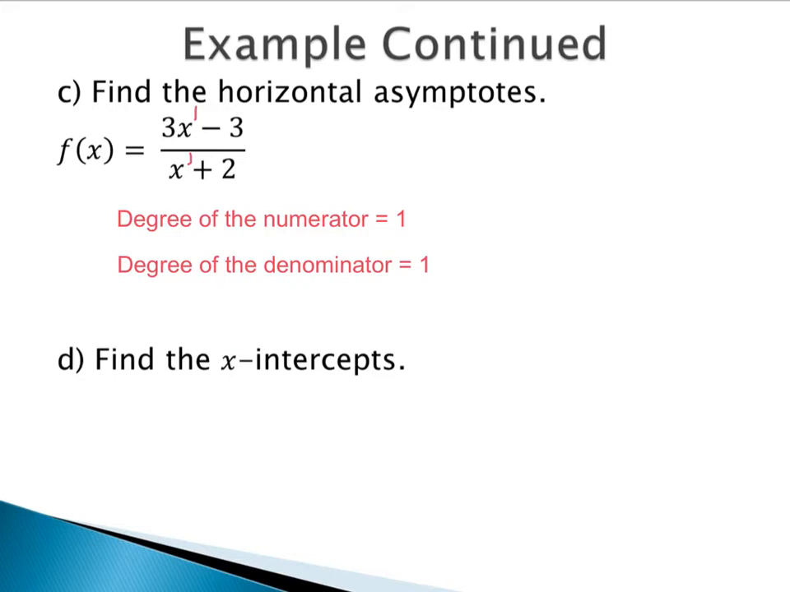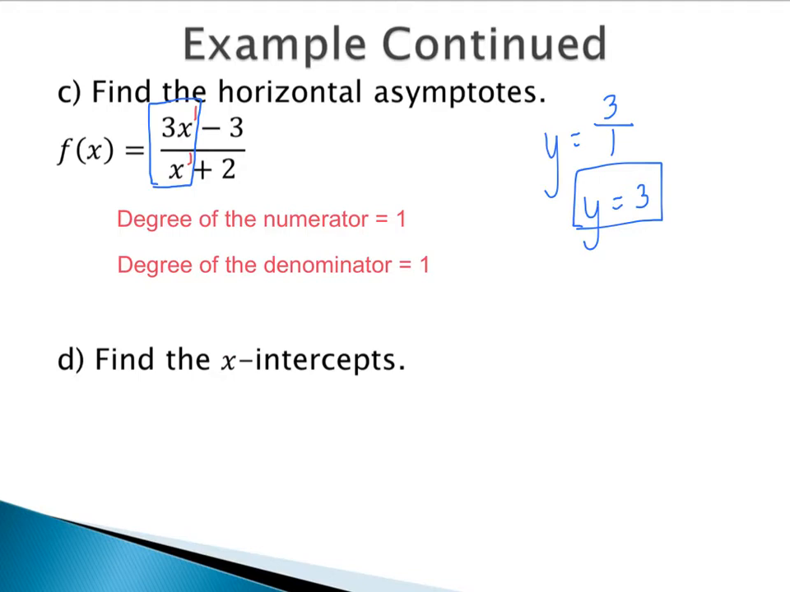When the degree of the numerator is equal to the degree of the denominator, the way that we find the horizontal asymptote is by taking the coefficients of those terms. So that means we have y equals, the leading coefficient of our x in the numerator is 3. The leading coefficient of the x in the denominator is 1, so that gives us that our horizontal asymptote is y equals 3. Just like with our vertical asymptote, we need to make sure that we express it as a line, so we need to have that y equals in there.